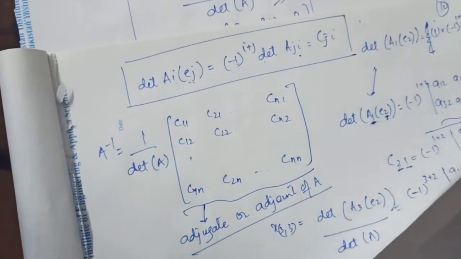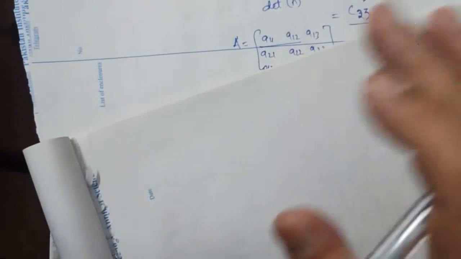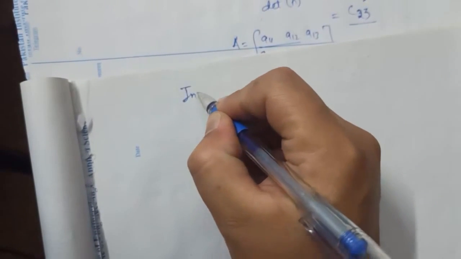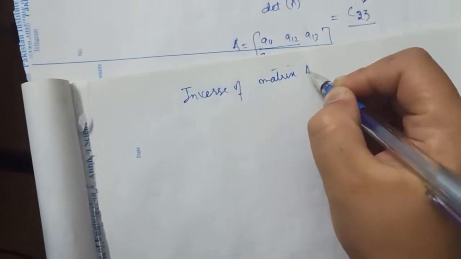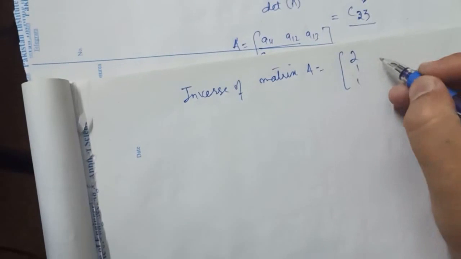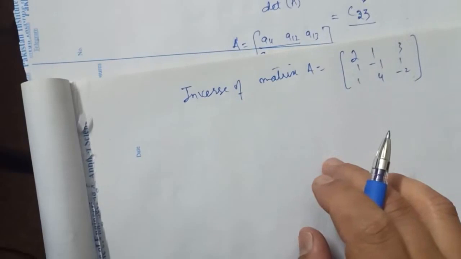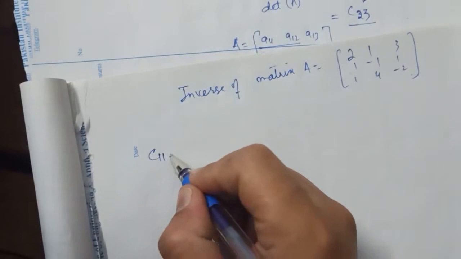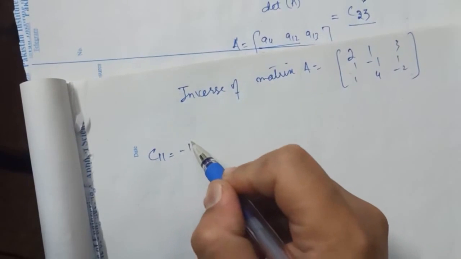Now let's do an example to explain what we have just done. Let's try to find the inverse of matrix A, which is 2 1 1, 1 -1 4, 3 1 -2, right? Looking at this formula, you can find C11, which is equal to, we'll always have a plus sign, remember this, because (-1)^(1+1) is positive.